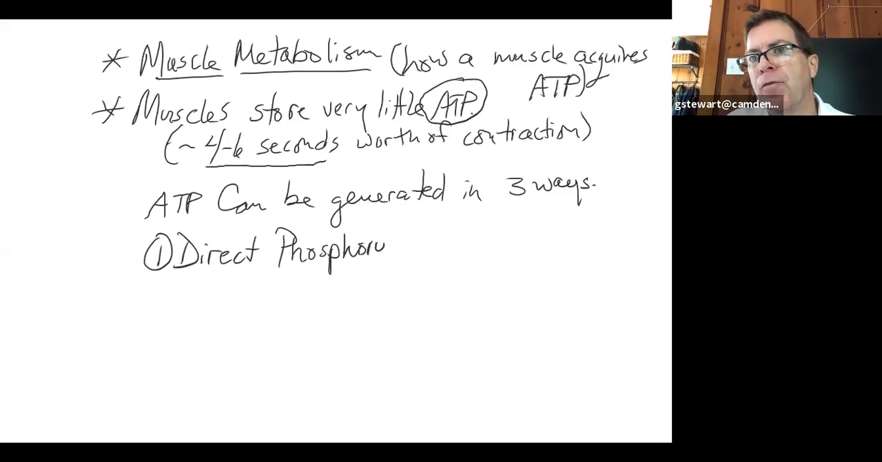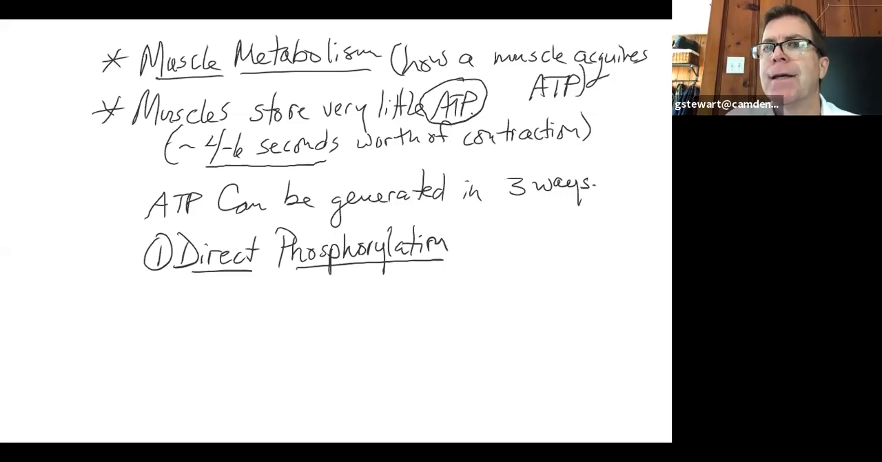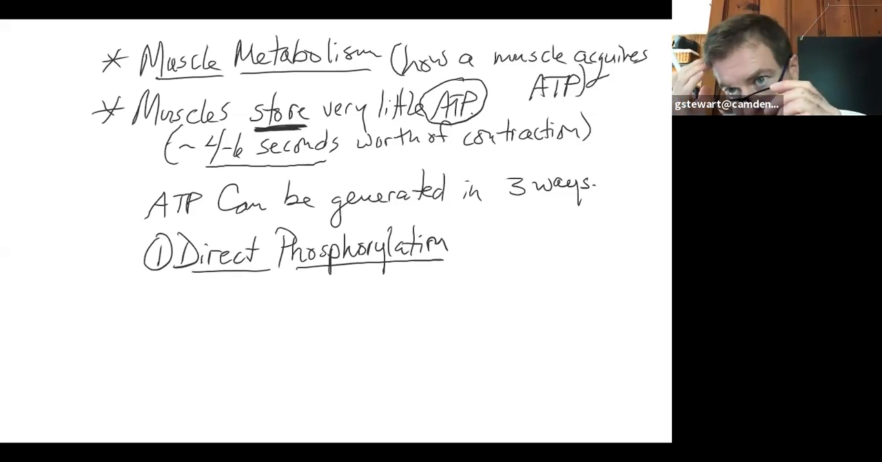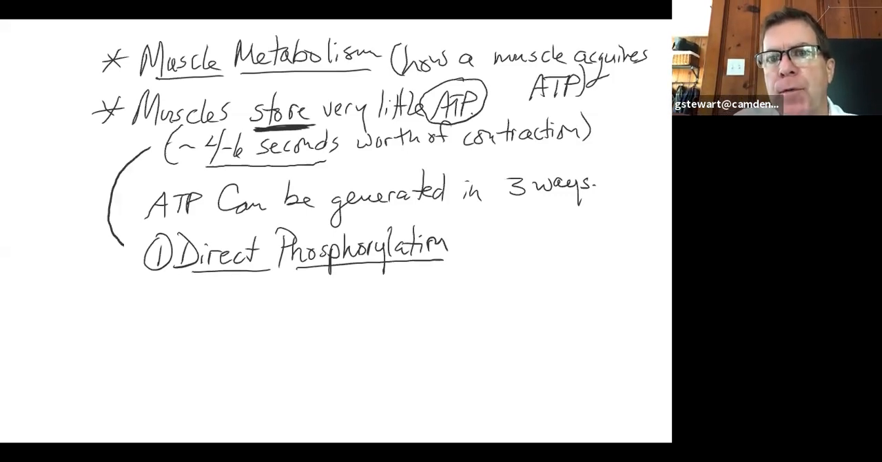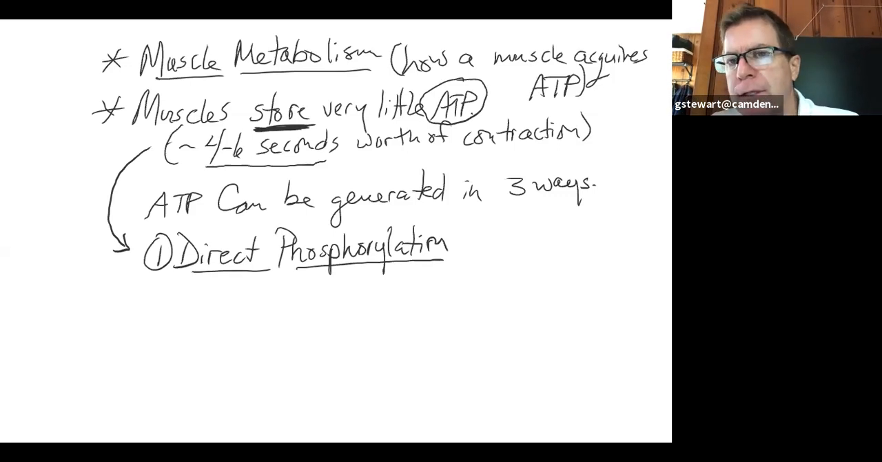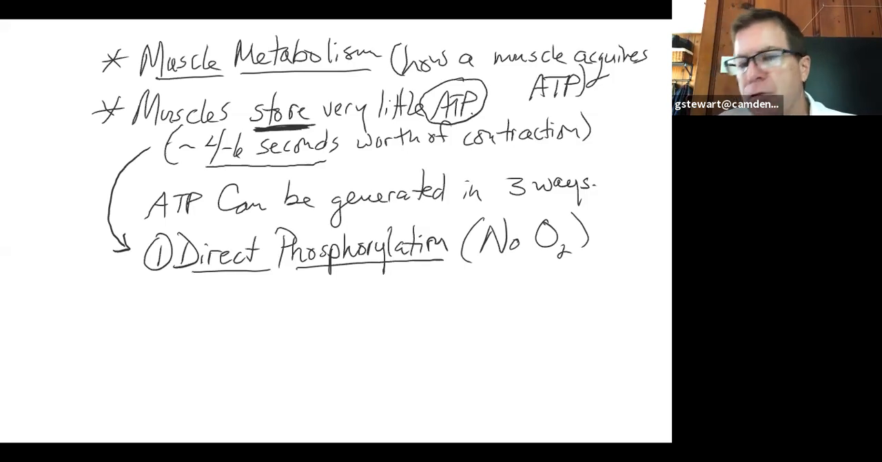phosphorylation. So before I go any further, when a muscle cell contracts, the first thing that it does is it uses stored ATP. Always. Step 1, when a muscle begins to contract, it uses what little ATP it has stored. Second thing it will do are these 3 steps. And the first one of those three steps is direct phosphorylation. It is exactly what it says. It is anaerobic, so we don't need oxygen.